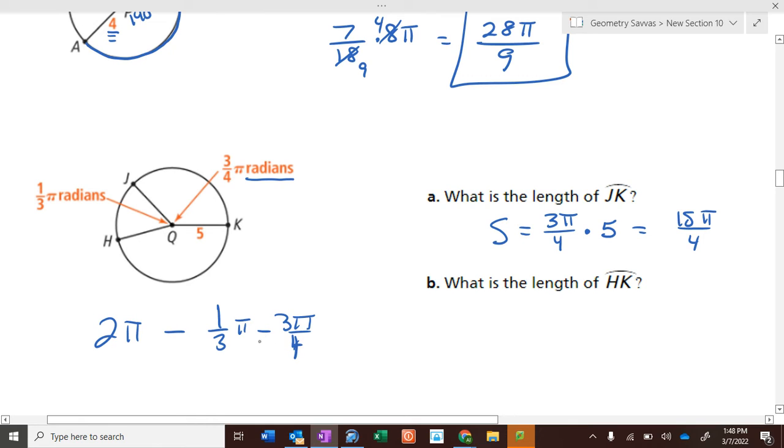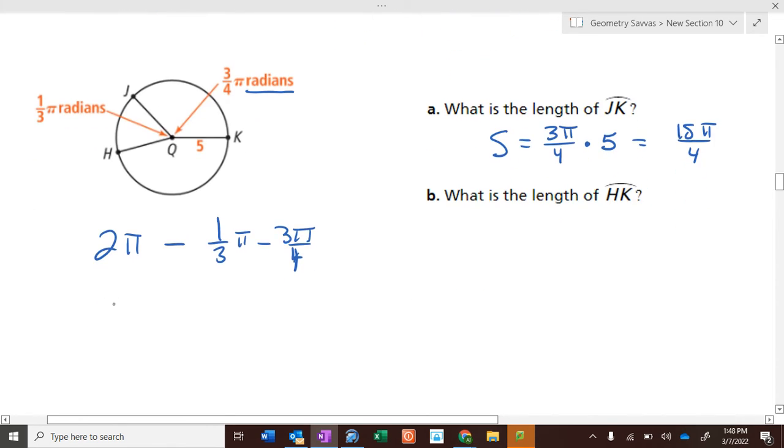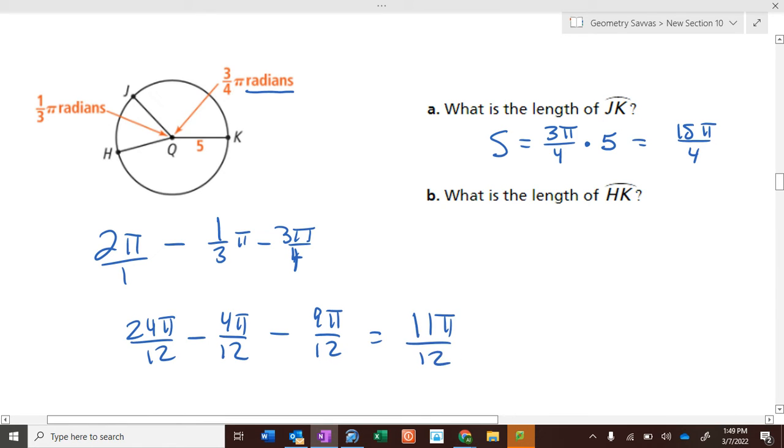So let's get a common denominator between all these. 3 times 4 is 12. So 2 pi over 1 is the same as 24 pi over 12. 1/3 pi is the same as 4 pi over 12. And 3 pi over 4, if you multiply both by 3, is 9 pi over 12. 24 minus 4 is 20 minus 9 is 11 pi over 12.